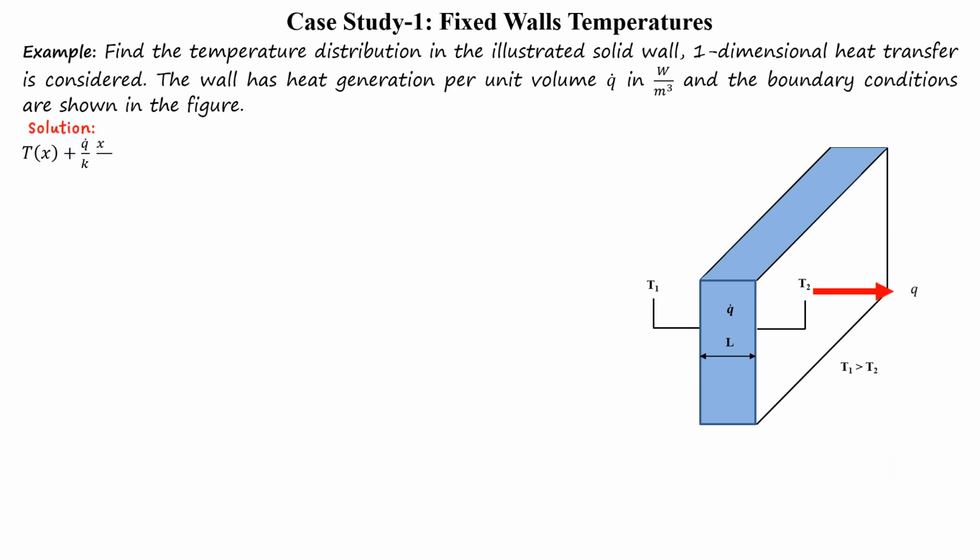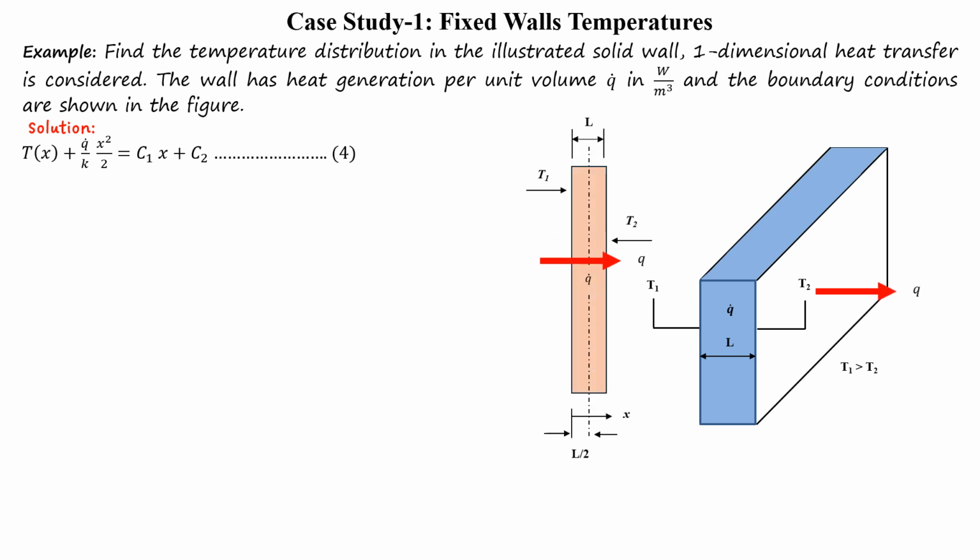If we go back to our magic equation T of x, the objective is how to find the constants C1 and C2. Usually for this type of equation, we will need two boundary conditions. This is another form, just to show schematically how heat transfer occurs through this wall, and q is usually perpendicular to the surface area of the wall.